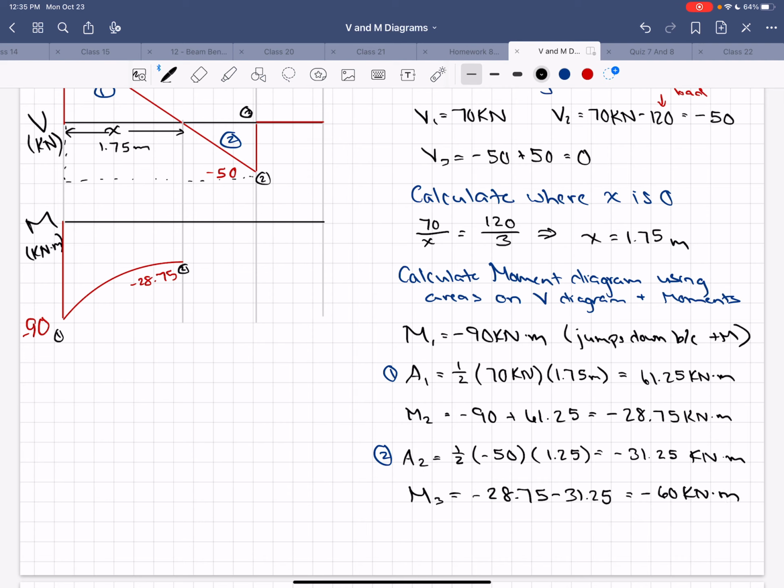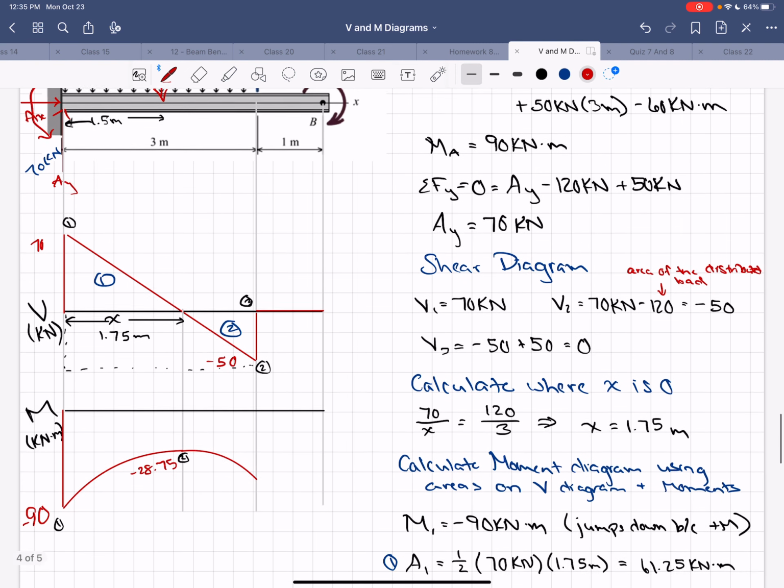Kilonewton meters. So now we're going back down, and again we look at the slope to tell us the concavity. So it's 0 here, bigger negative number here, so the slope is going to be negative but steeper as we get to 2. So now it'll go something like that.